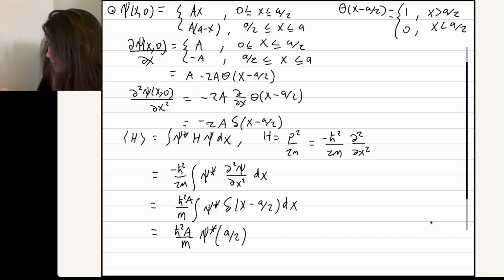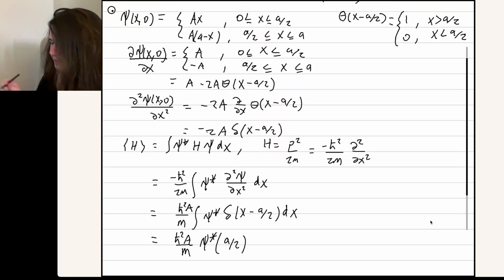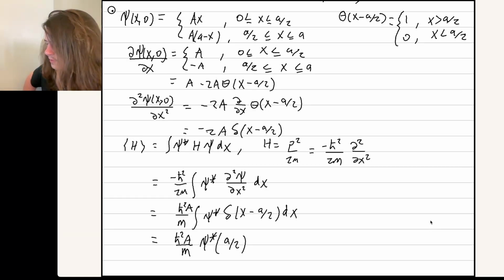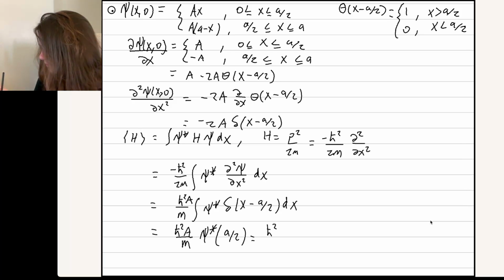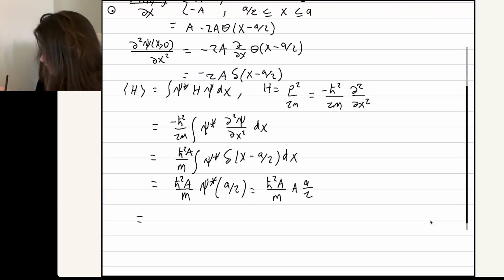And so it kind of freaked me out at first, seeing that there were two different wave functions with results at a over 2, but if you plug a over 2 into either of these, you're going to get the same answer because it is continuous. So I'm just going to treat it like it's the first one. So we get h bar squared a over m times a times little a over 2. So simplifying a bit, it's h bar squared a squared little a over 2m.